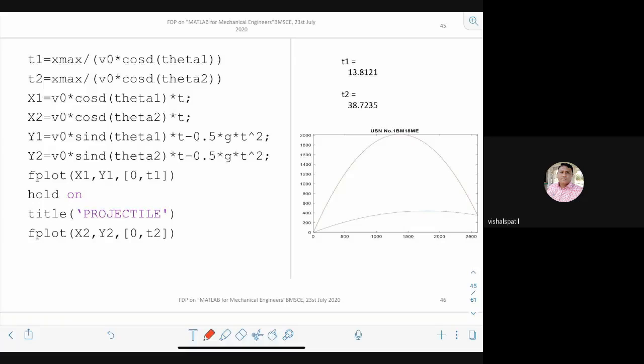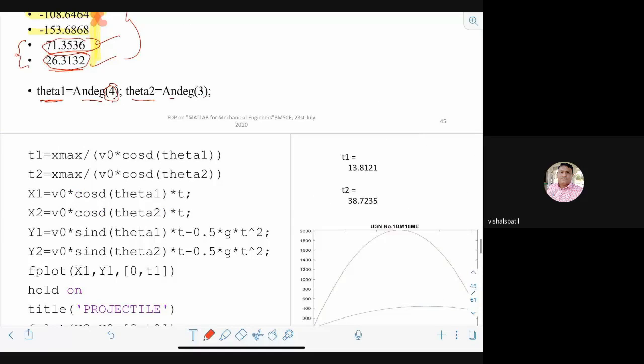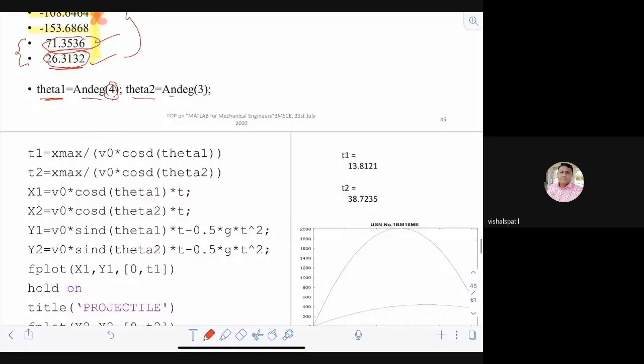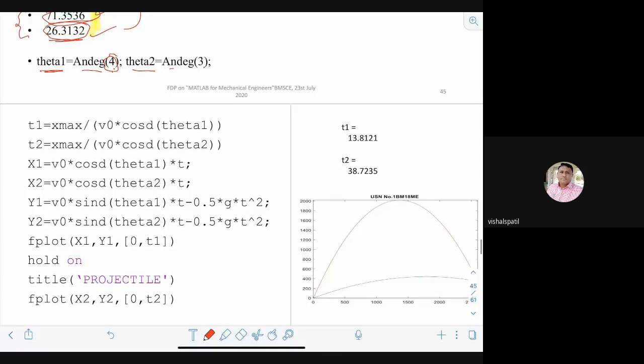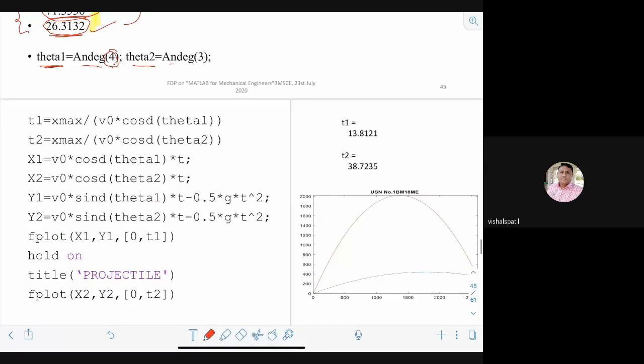One is fired at an angle of 26 degrees. The other one is fired at an angle of 71 degrees. Automatically, the time traveled will be different. So if you want to calculate the time of travel here, you just look at x max divided by time, which is given by what? Horizontal distance covered divided by velocity. Velocity is known to you.